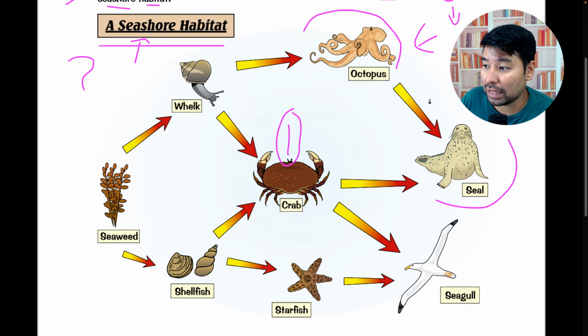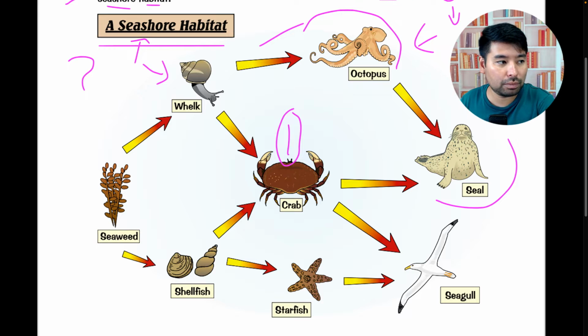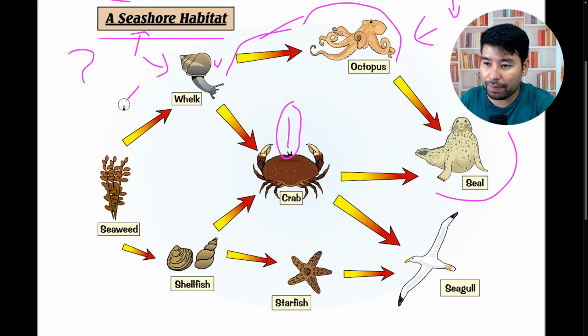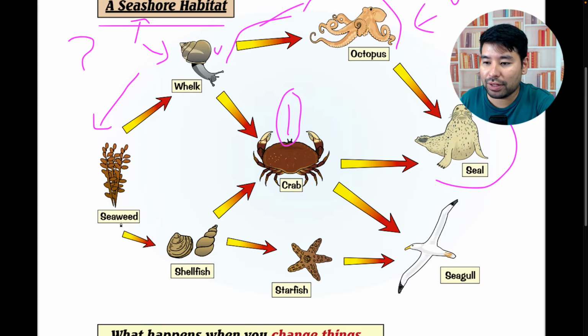And going back here, this animal here. Let's learn the pronunciation of this animal. Listen with me. Whelk. Okay, so this one we call whelk, and this whelk is food for the octopus. Okay, and going back, nós estamos fazendo o caminho reverso, right? This one here is seaweed. Seaweed is food for the whelk.